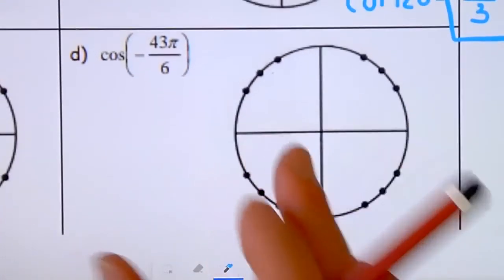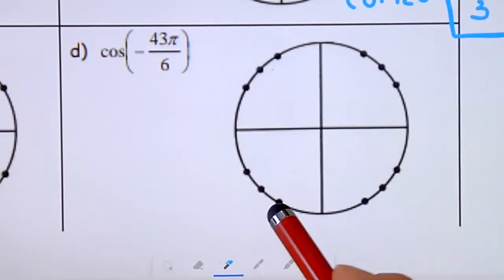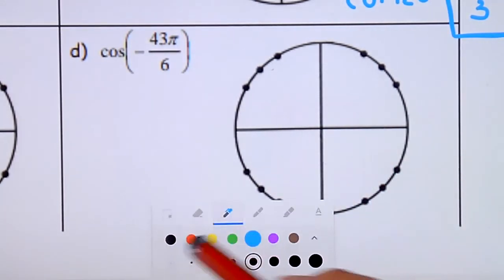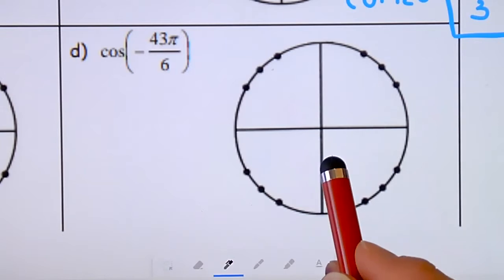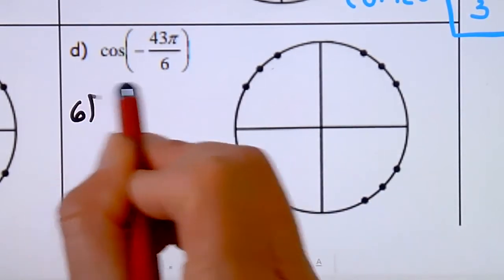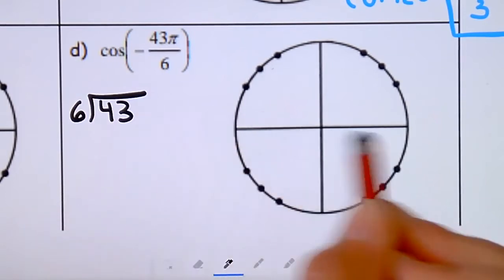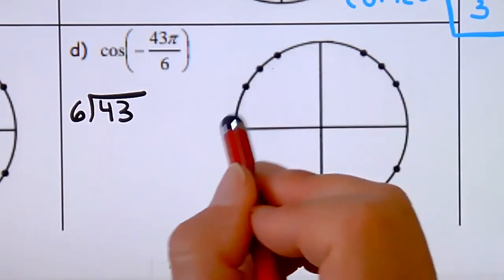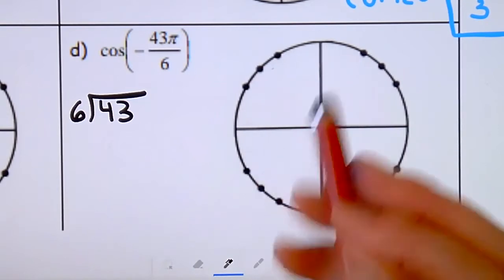Okay, now next one, cosine of negative 43 pi over 6. So again, this is one that's definitely going around the unit circle a lot of times. So let me just figure out where I am. So I'm going to take 6 into 43 just to see if I'm at an even or an odd pi evenly, and then go from there.